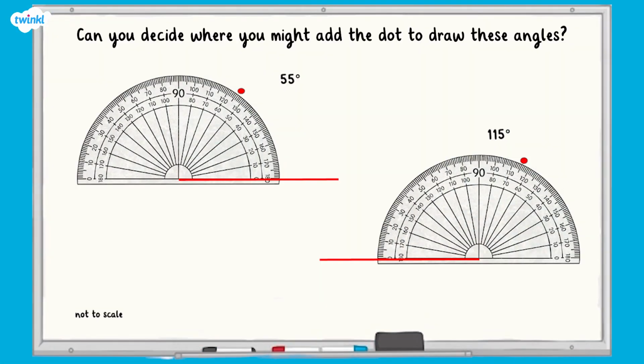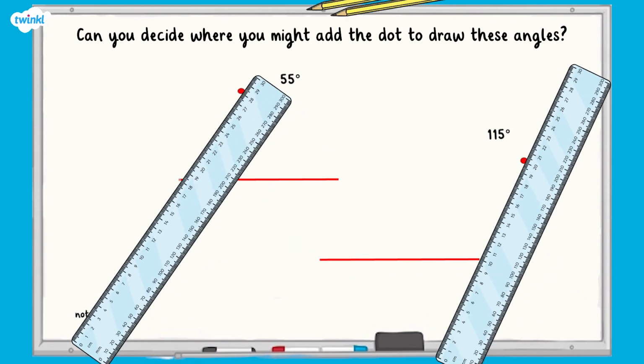To mark an angle of 55 degrees on this line, we need to read the protractor round from the right hand side to 55 degrees. 55 degrees is halfway between the two labelled intervals, 50 degrees and 60 degrees. To mark an angle of 115 degrees on this line, we need to read the protractor round from the left hand side to 115 degrees. 115 degrees is halfway between the two labelled intervals 110 degrees and 120 degrees. And now we can use our ruler to join the dot back to the original line.